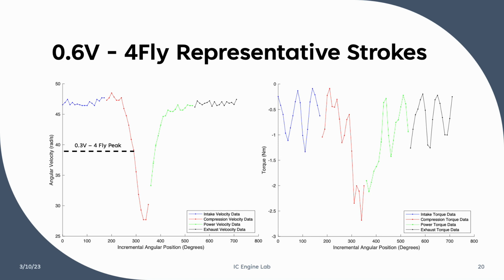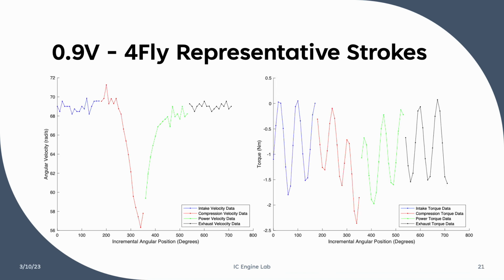As previously shown, the steady-state angular velocity will increase as the input voltage increases. This can be seen by comparing the 0.3 volt data to 0.6 volt data. The 0.3 volt peak is at 37 radians per second, while the new peak reaches about 47 radians per second. As for the average torque of the strokes, there is a decrease in the overall torque in the system as the input voltage increases. This can be explained by the Newtonian friction model. As the input voltage increases, so does the friction acting on the system. An increase in the input voltage from 0.3 to 0.6 volts is what leads to the overall torque to decrease from negative 3.5 newton meters to negative 2.75 newton meters.